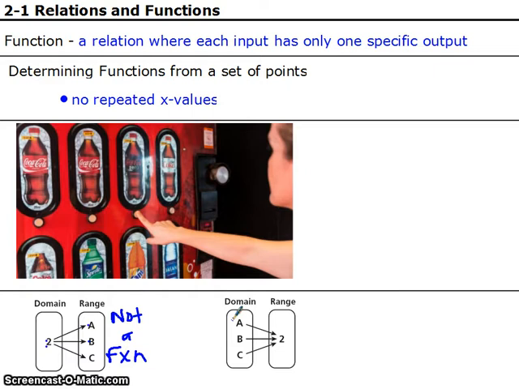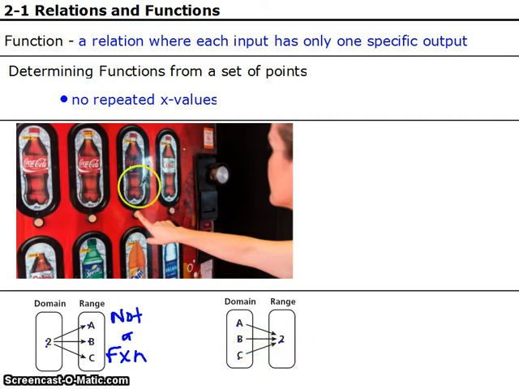So what about example 2? Basically just flip it around. Have the ABCs in the domain and the numbers in the range. Is this a function? If I go up and click the A, do I know what I'm going to get? Yeah, I'm going to get a 2. If I go up and click the B, do I know what I'm going to get? Yeah, I'm going to get a 2. Same thing with C.